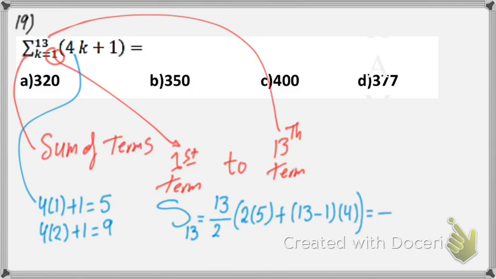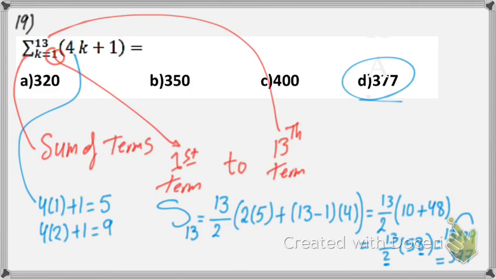And by simplifying this equation, 13 over 2, 2 times 5 is 10, and 13 minus 1 is 12, multiplied by 4 is 48. So it's 13 over 2 multiplied by 58, and dividing 58 by 13 is 29. Now, what is 9 times 3? 9 times 3 is 27. So I'm going to choose D because its unit is 7.